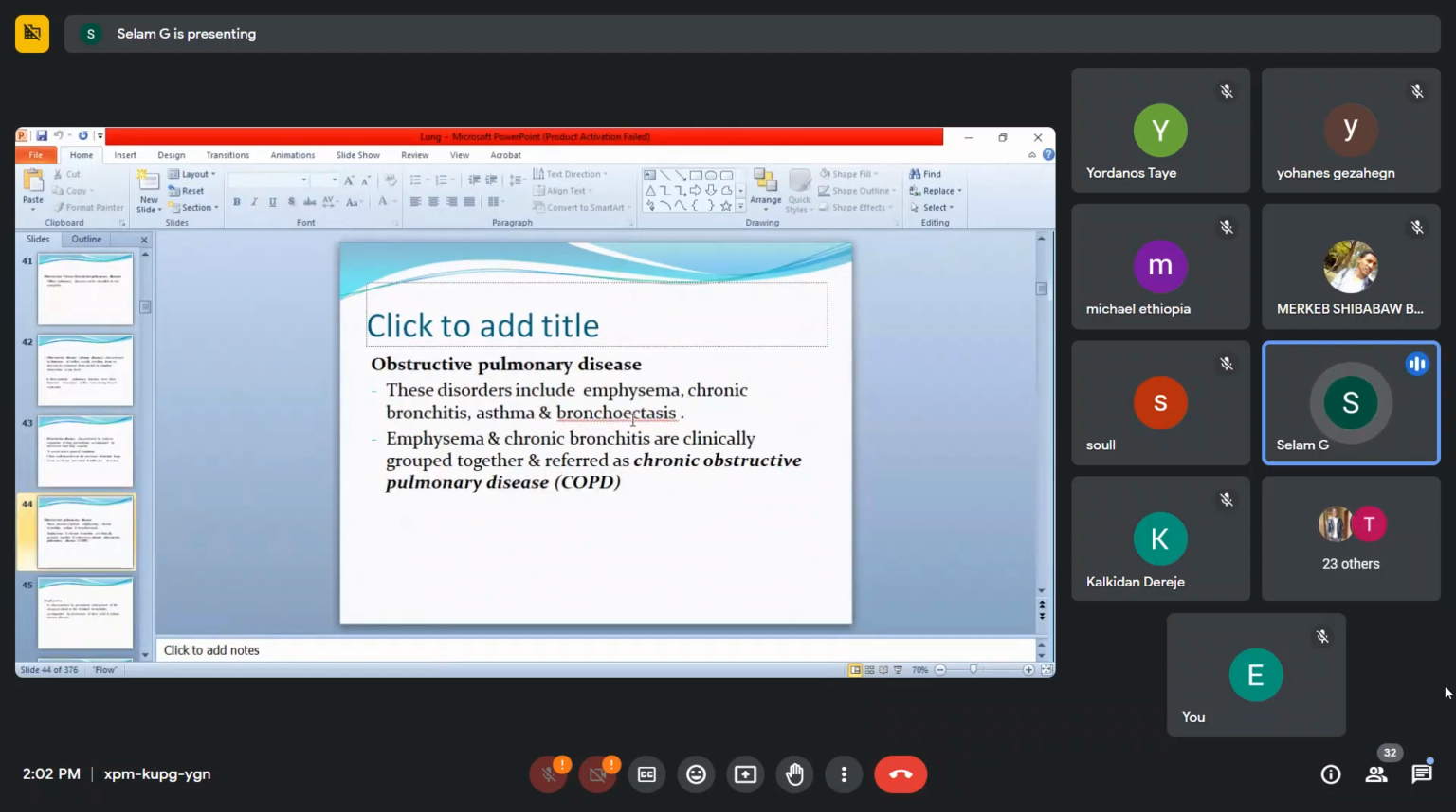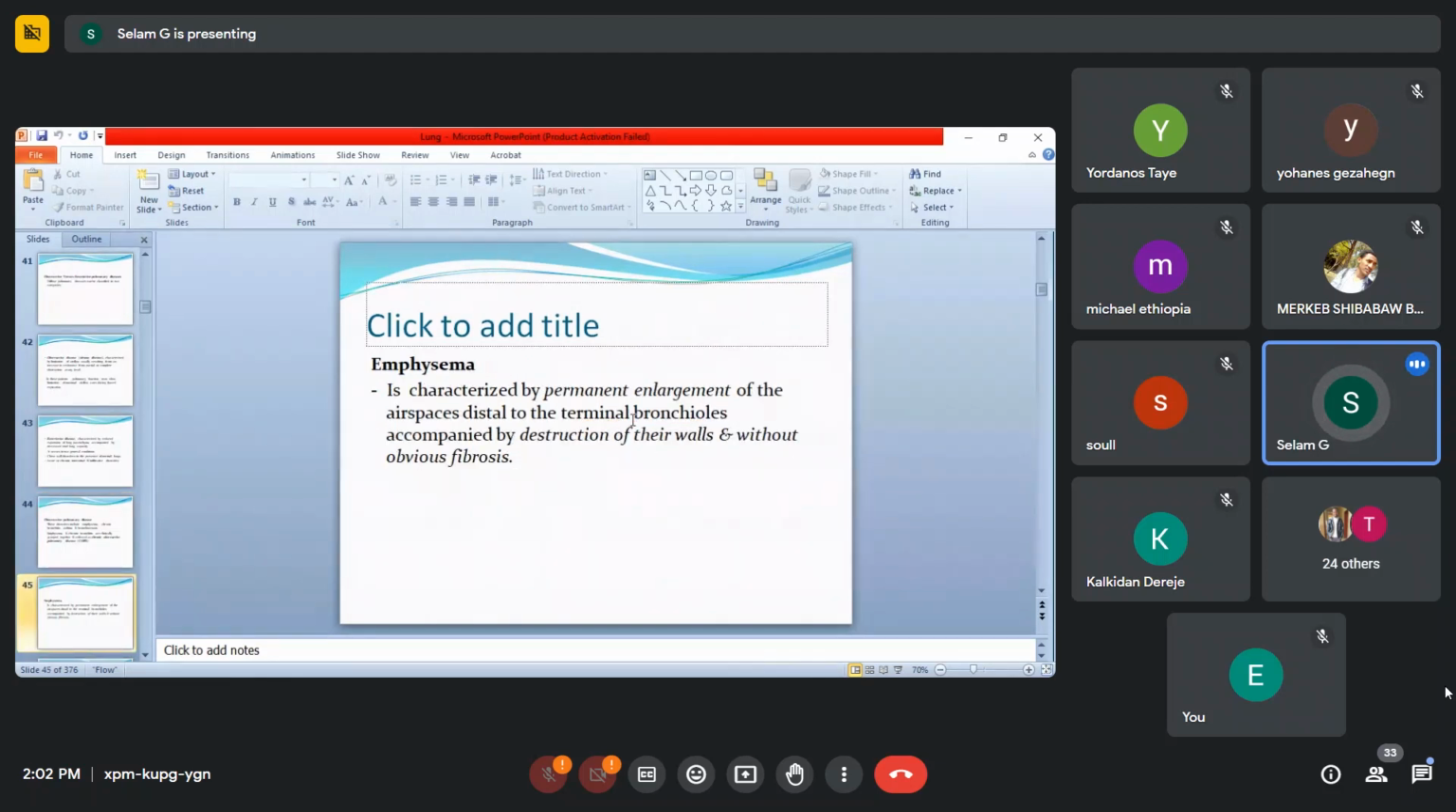So in the obstructive pulmonary disease, this disorder includes emphysema, chronic bronchitis, asthma, and bronchiectasis. Emphysema and chronic bronchitis are clinically grouped together and referred to as chronic obstructive pulmonary disease, or COPD. Usually, both of them are seen in single patients most of the time. So we start with emphysema. It is characterized by permanent enlargement of the air spaces distal to the terminal bronchioles, accompanied by destruction of their wall and without obvious fibrosis.